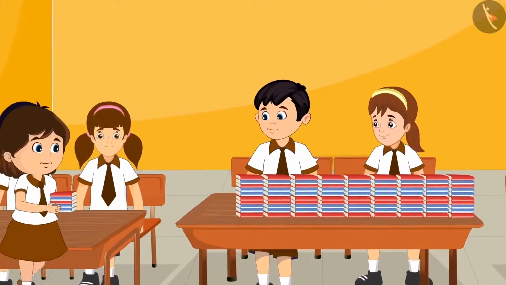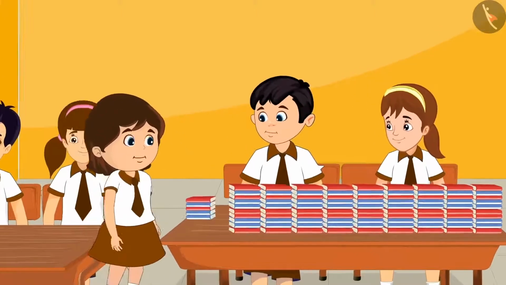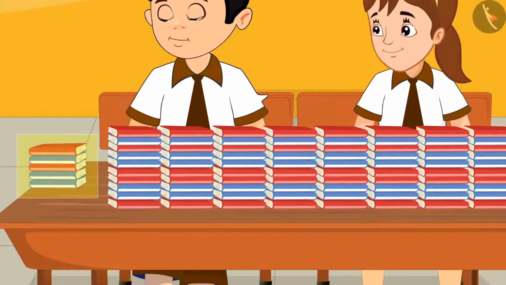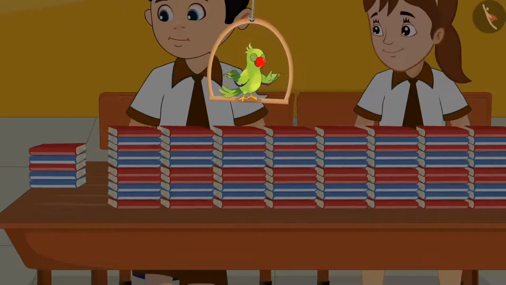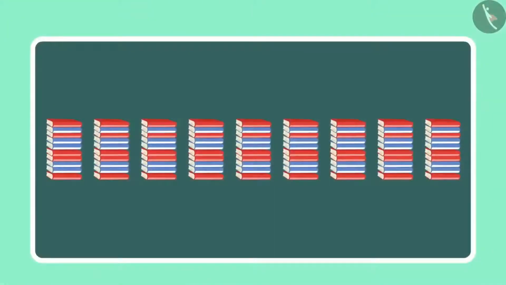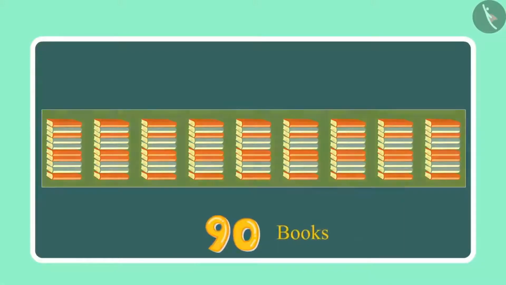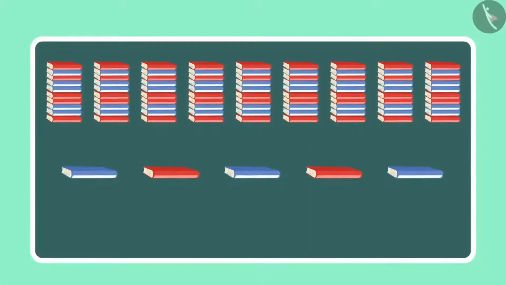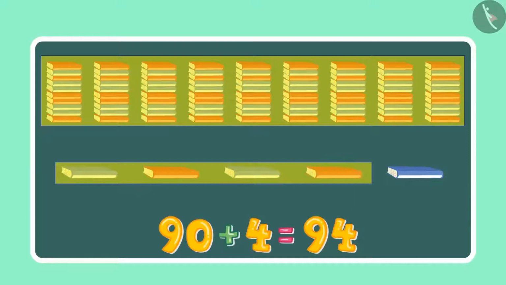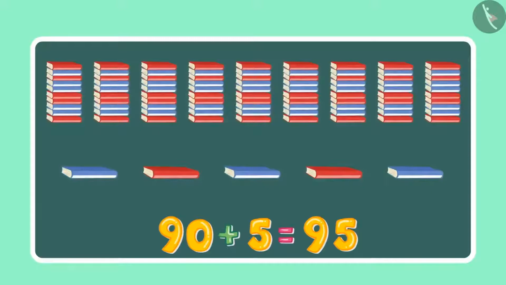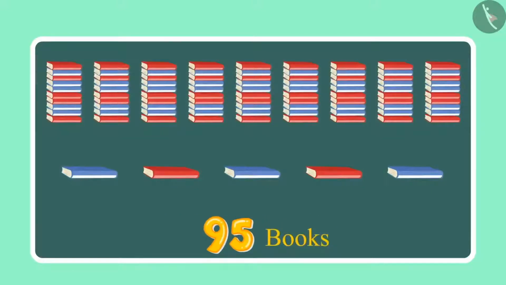After some time, Neha gave 5 more books to Chotu and Aarti. So children, can you tell me how many books they have with them now? Come on, let us see. Initially they had 90 books and later they got 5 more books. So which makes it 91, 92, 93, 94, 95. So this means they have 95 books in total.